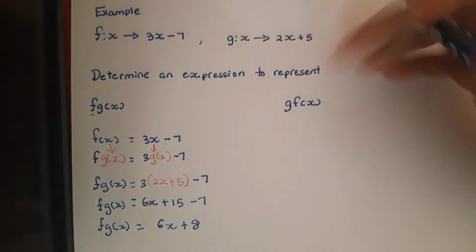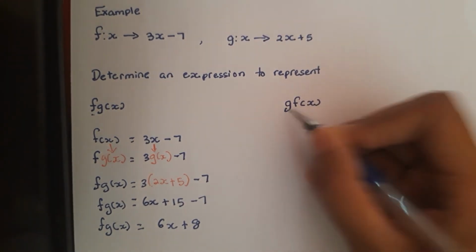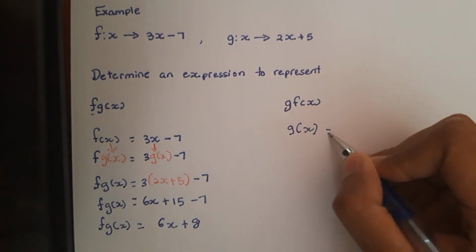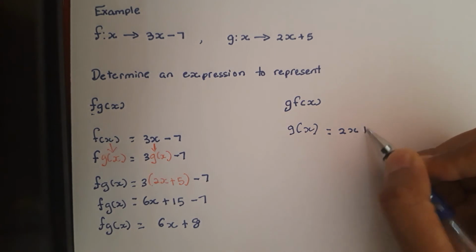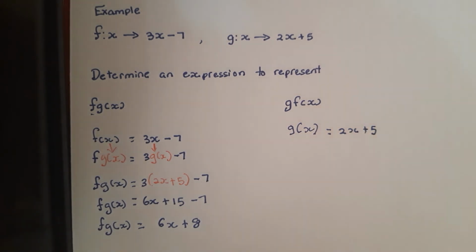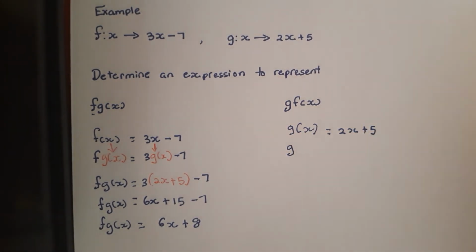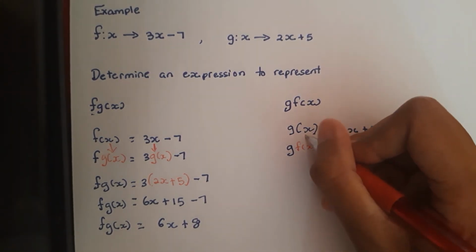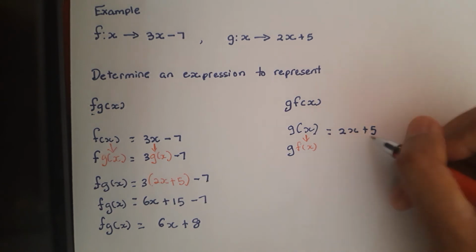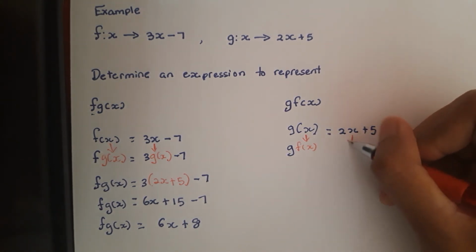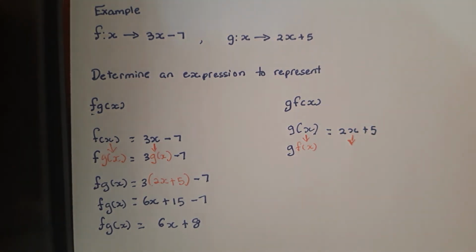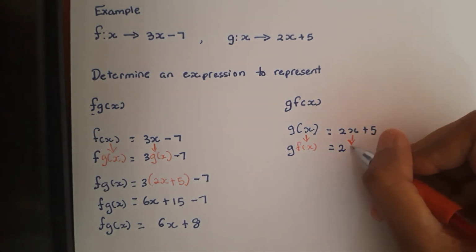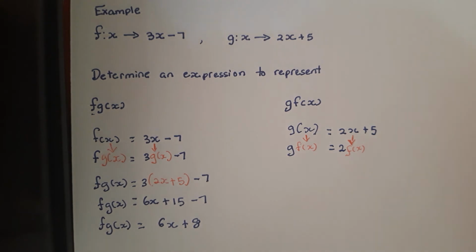Once again, we start with the outer function. In this case, it's g. So we write down a function for g of x, which is equal to 2x plus 5. And we are going to find gf of x. So now it looks as though x is being replaced with f of x. So everywhere we have x in our function g, we are going to replace it with f of x. So instead of 2x, that's 2 by f of x plus 5.